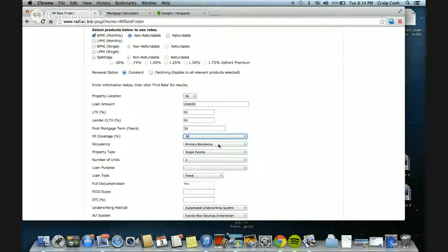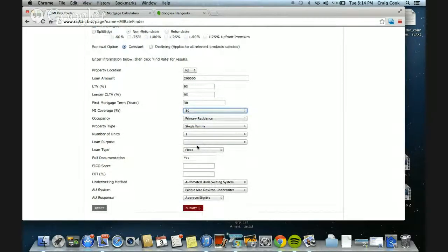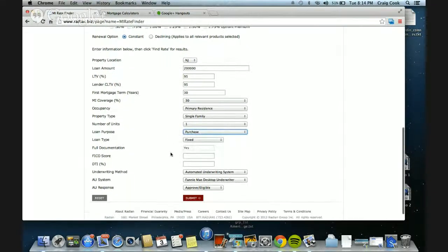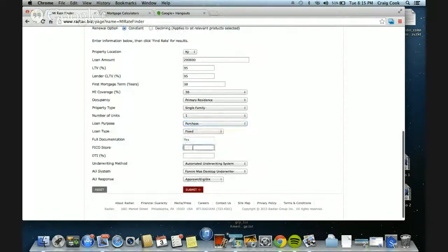The occupancy type is primary residence, and we're going to say it's a single-family home. A lot of these things could change the factor or the number or the insurance coverage for a conventional loan, so keep that in mind. We're going to say this is a purchase of a home. Didn't check it for some reason. We're going to say full documentation, and we're going to give the highest credit score bracket for a conventional loan, which is 760 and above.